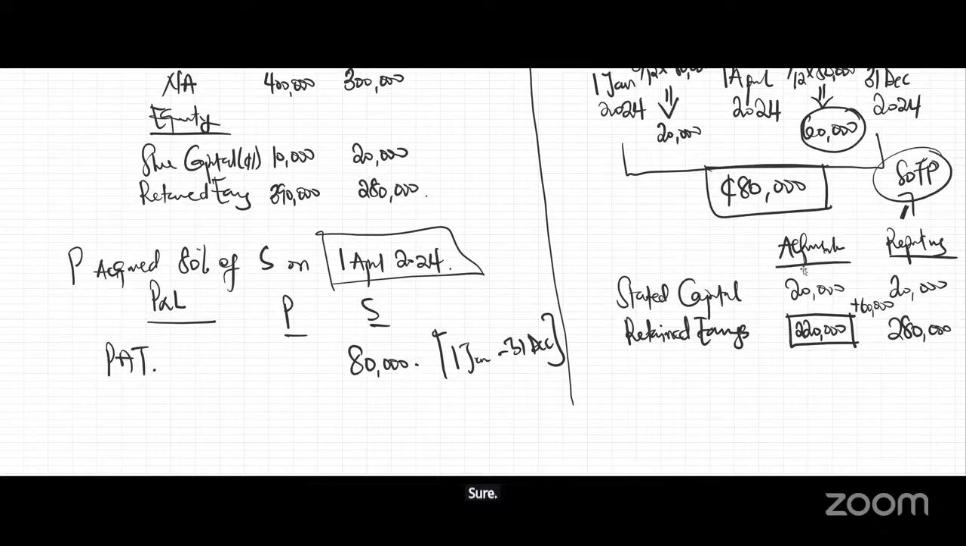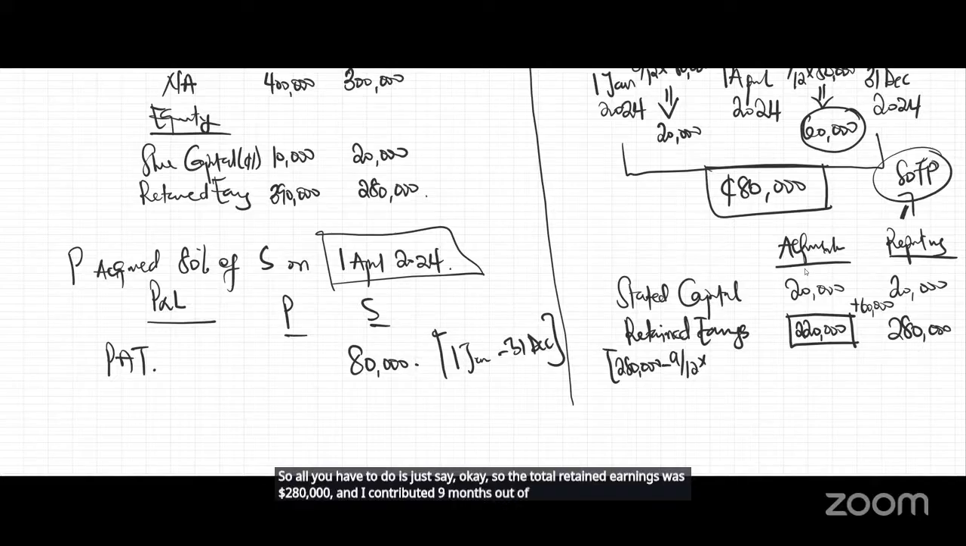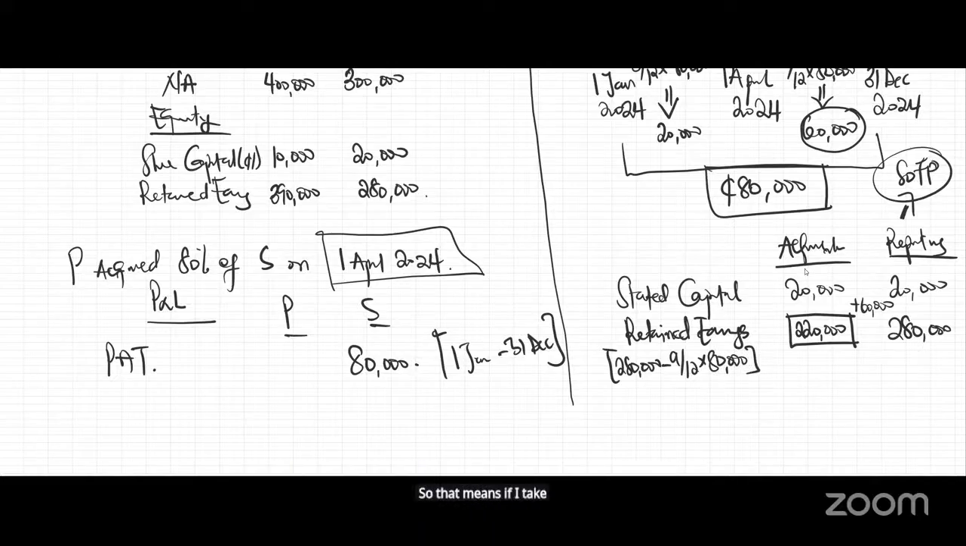This is all about when retained earnings is not given. This is the trick. So all you have to do is just say, okay, the total retained earnings was 280,000, and I contributed 9 months out of the profit for the year of 80,000. So that means if I take 280 minus my 60, I get the 220 at acquisition. That's all.